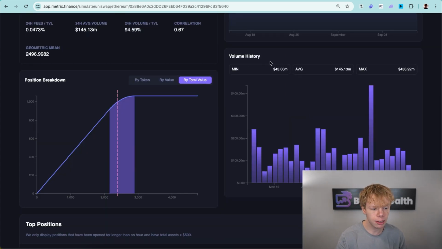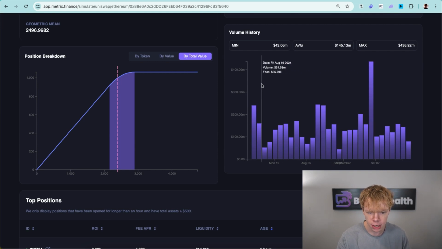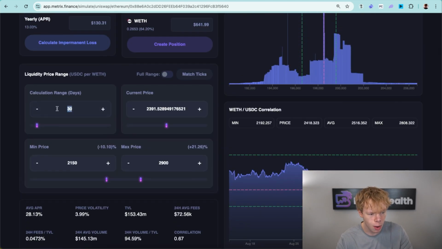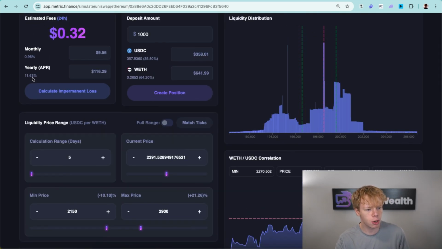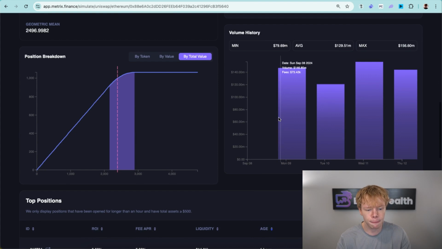Now additionally, we need to take a look over at the volume history, and you'll notice that it's trending somewhat downwards, and then we have this huge spike where we saw roughly $435 million in volume. It's not really fair to factor that into our analysis because, well, if you look at recent days, we haven't been doing that much volume. So I'm going to go ahead and use a calculation range of 5 days on Metrix Finance, and you'll notice that drops us down to about 11%, and it factors out that super high day of volume and only looks at the consistent data over the past 5 days.